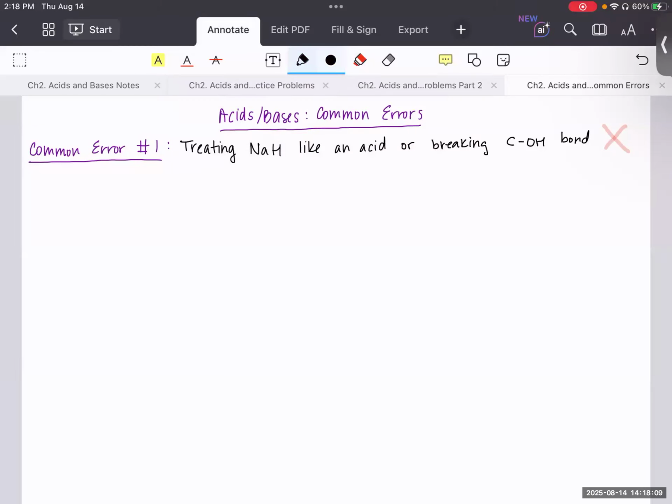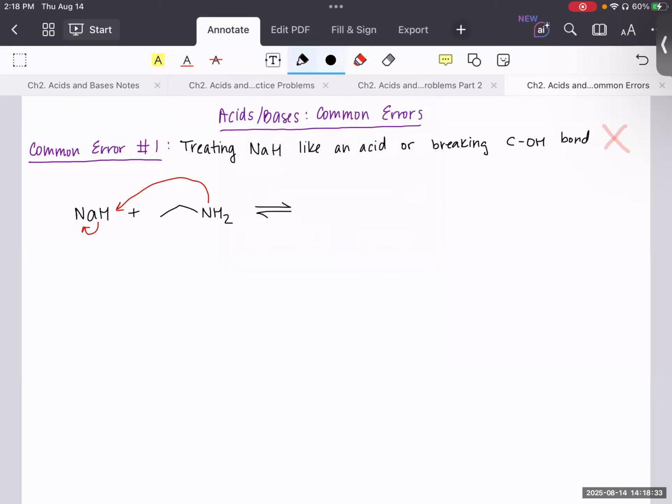An example of this would be a reaction between sodium hydride and something like an amine, and you're told to predict the products. What students often do is see that there's a hydrogen right here, and think, oh, we can protonate something. So they'll draw the arrow from the nitrogen to the hydrogen and give that electron pair to the sodium.